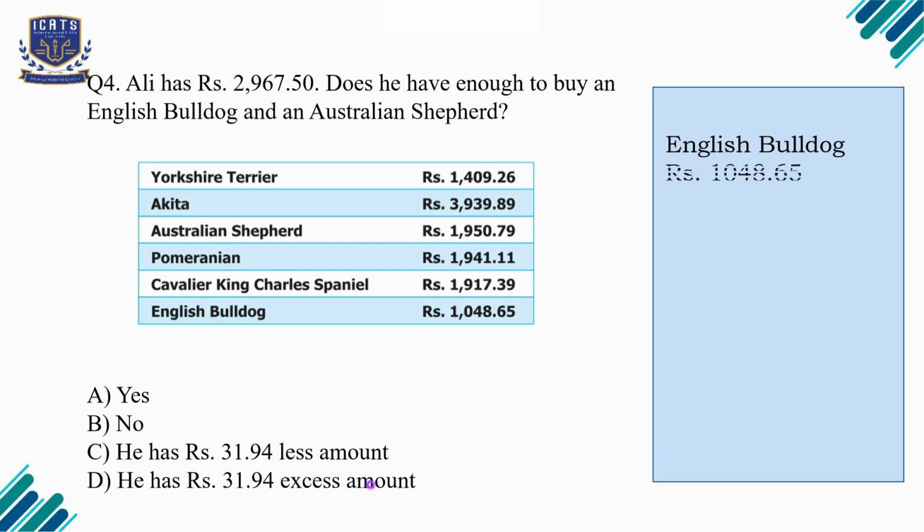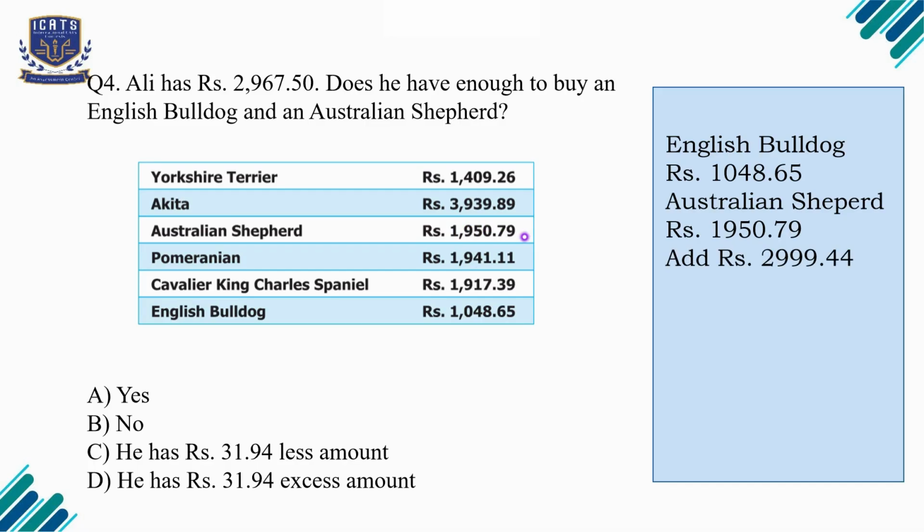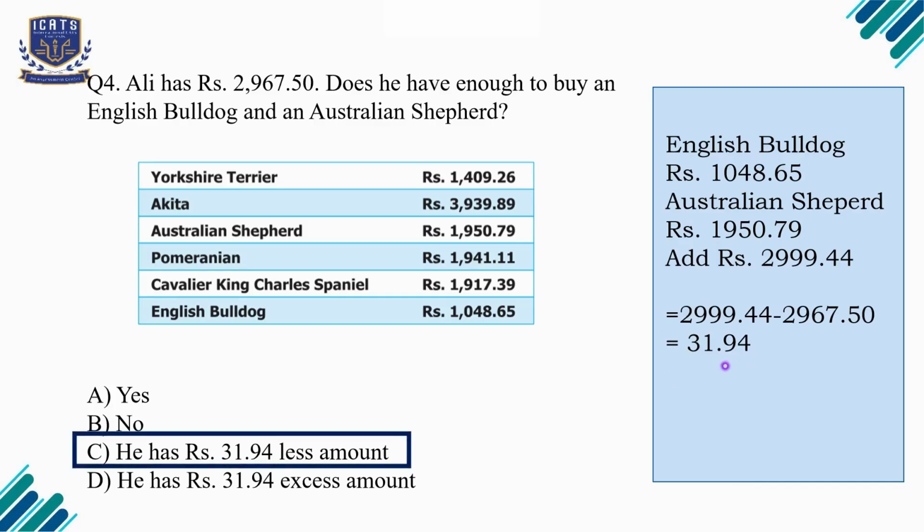So the price of the English Bulldog is 1048.65 rupees and the price of the Australian Shepherd is rupees 1950.79. So if we add the values, the total he requires is 2999.44 rupees. But he has 2967.50 rupees. We will subtract his amount from the required amount, which is equal to 31.94 rupees. So we can say that he has rupees 31.94 less than the required amount to buy these two species of dog. So we will select option C here.